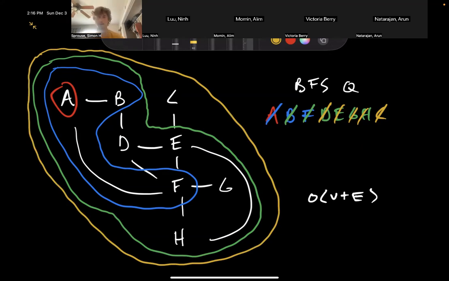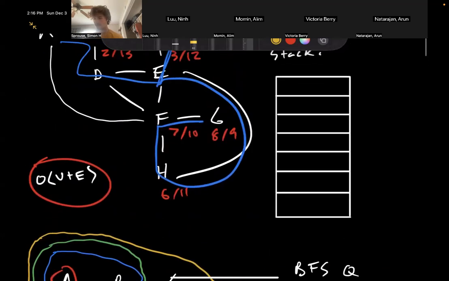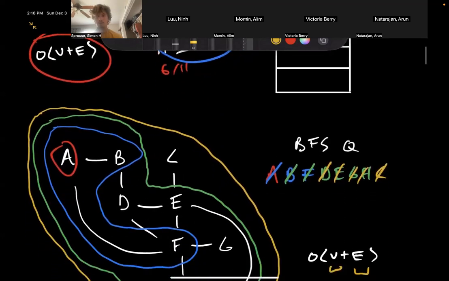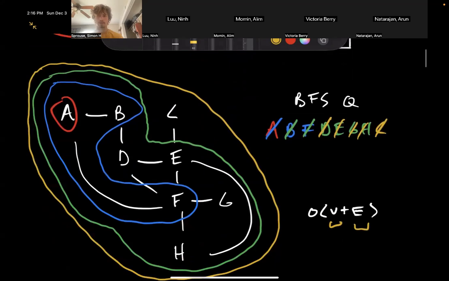So again, this is going to have the exact same runtime because you have to see every vertex at least once, and you have to see every edge at least once. So, same runtime between these two. Again, it's important that you fundamentally understand why that's the case. Don't just memorize it.